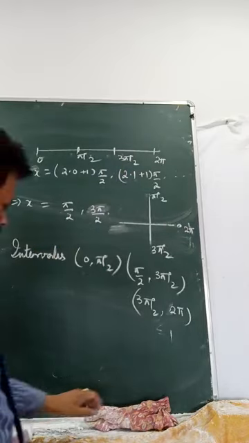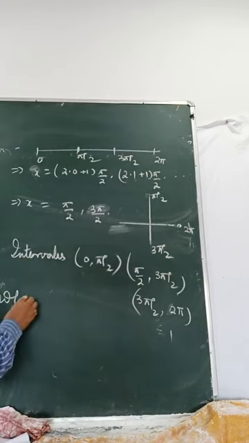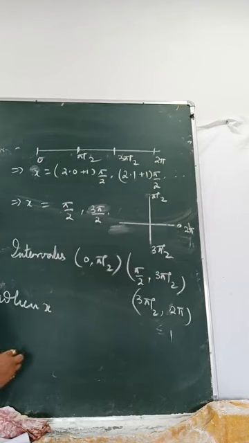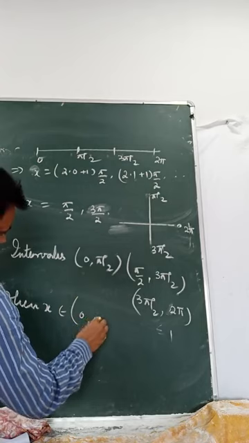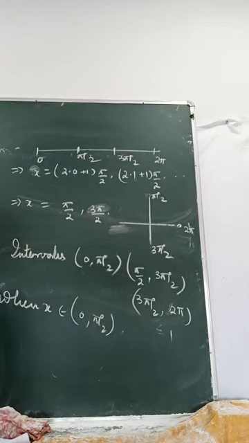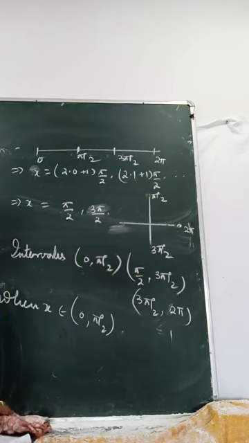Okay, consider the first one. When x belongs to 0 to pi by 2, we have to check whether f dash x is positive or negative.